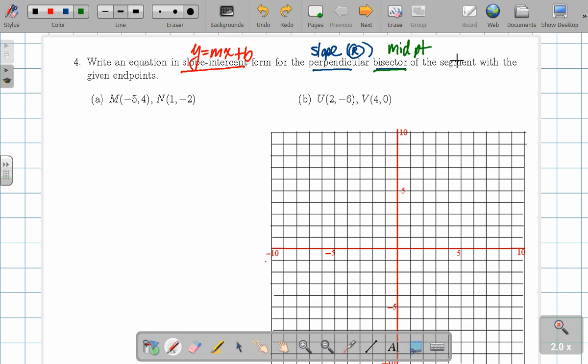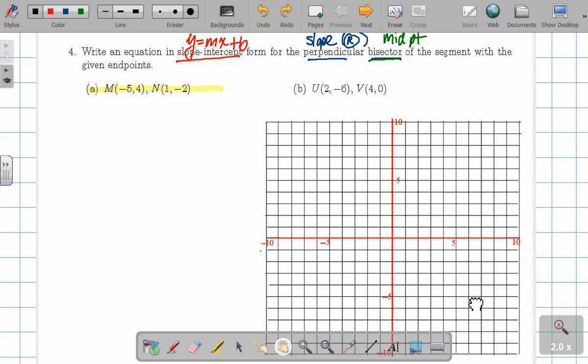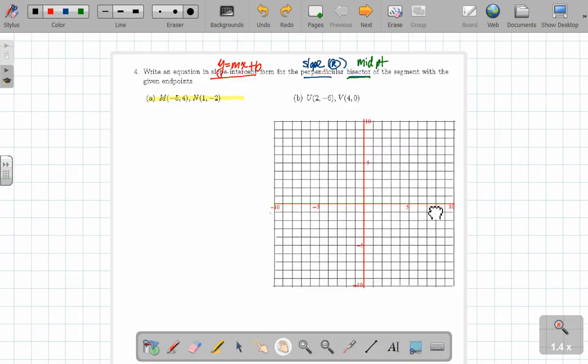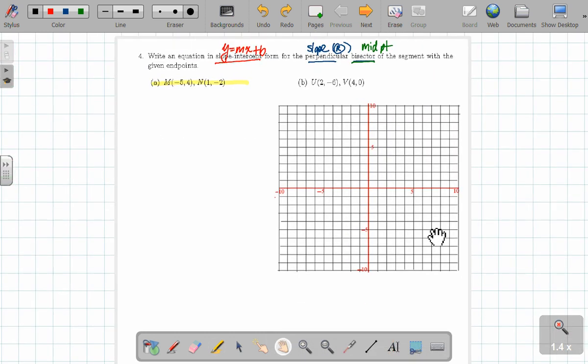Immediately, that's how I like to read these problems: I write down the stuff I'm using. We're going to do 4A. It says, write an equation of a line in slope-intercept form for the perpendicular bisector of the segment with the given endpoints. So let's start by graphing those given endpoints. You want to use a straight edge for this. Don't pre-sketch any of this, because it'll help you estimate properly.